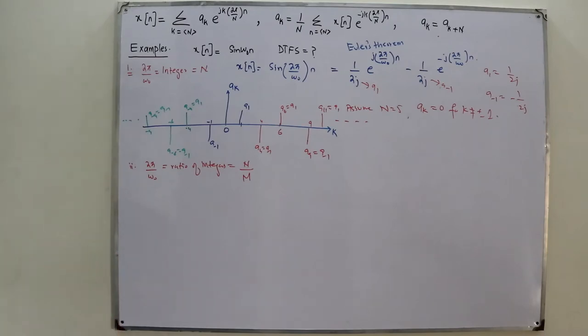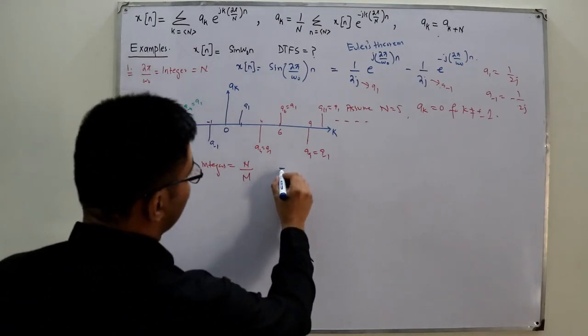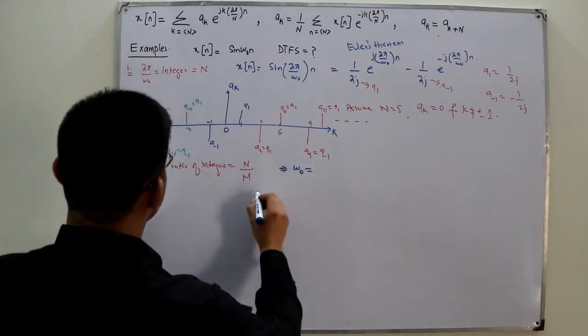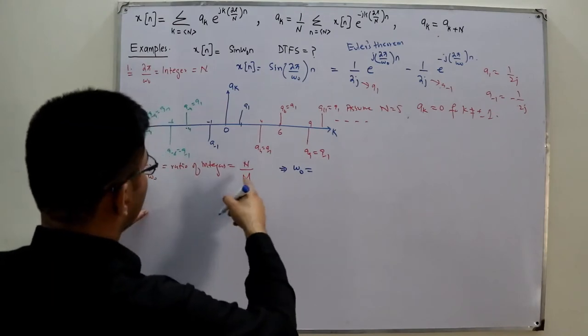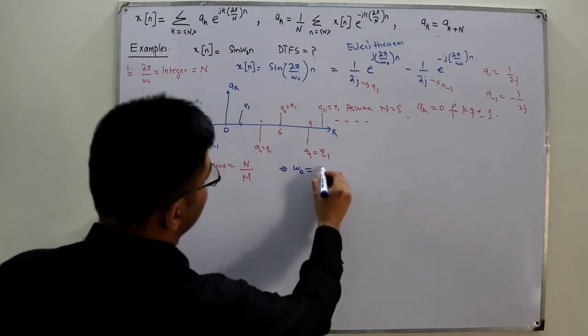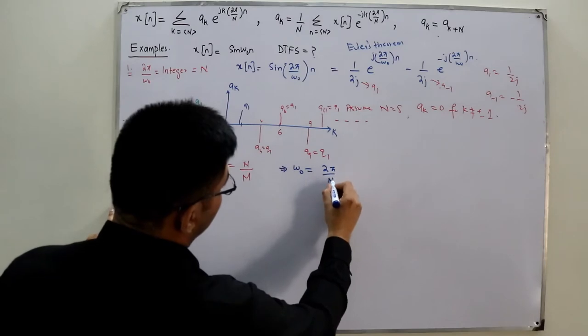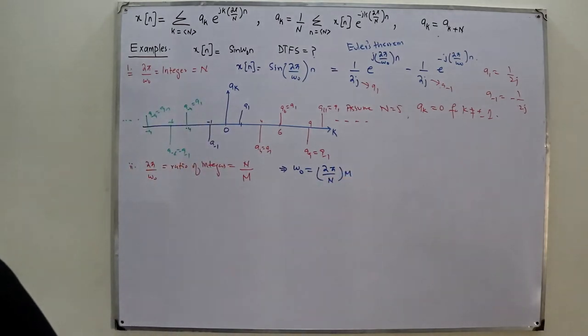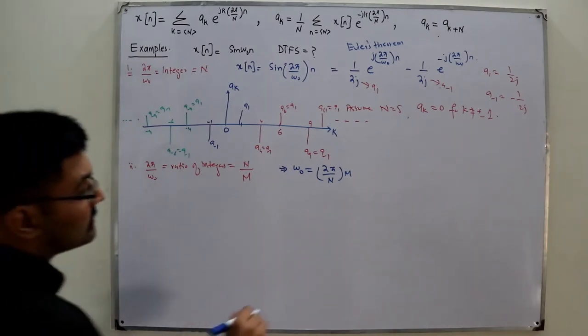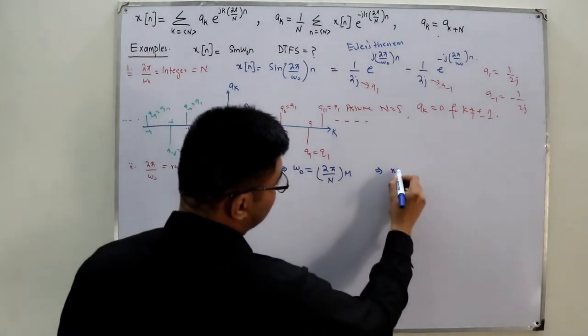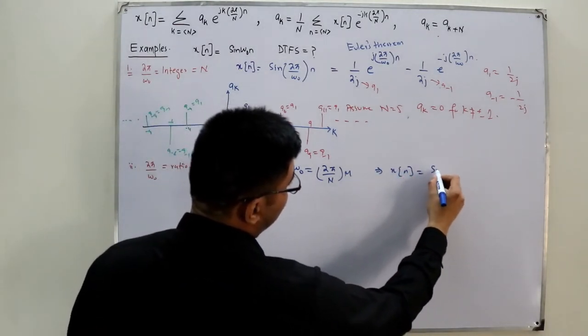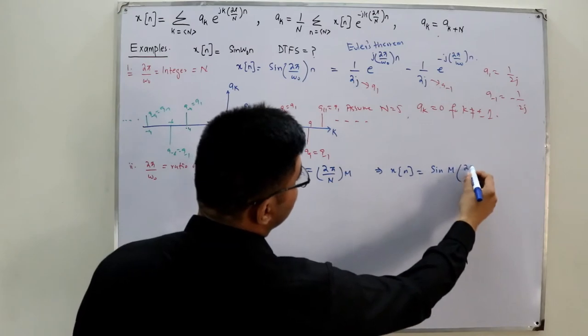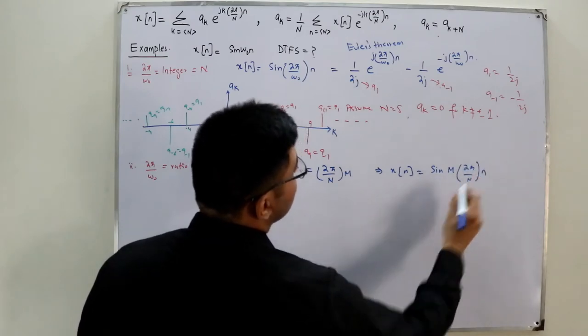So my omega naught would come out to be what? My omega naught would come out to be 2 pi by N into capital M. 2 pi by N into capital M. Isn't it like this? It is. So which means that my x of n would come out to be sine of you have an m, you have a 2 pi upon capital N, and you have a small n.